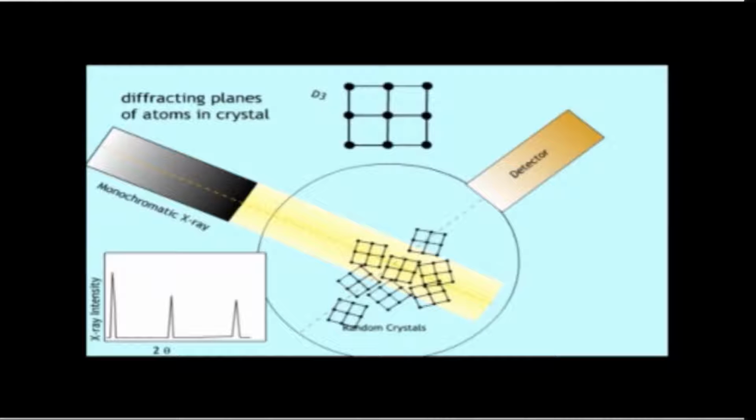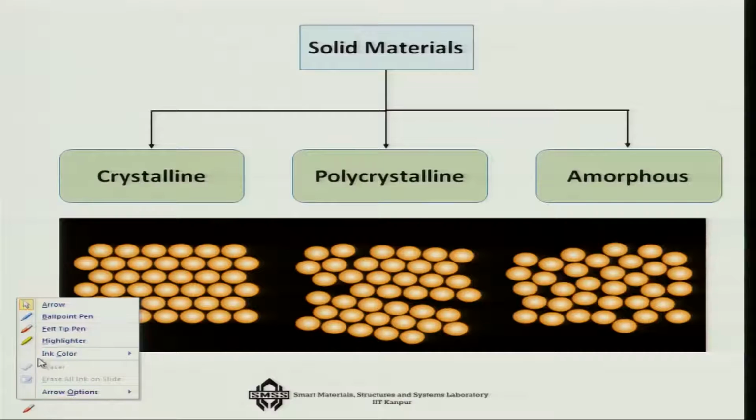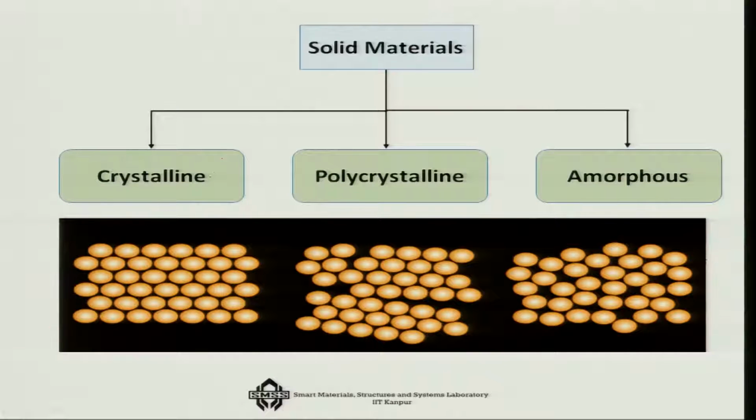So, that actually generates what you call constructive interference in the system. And by looking at that constructive interference, we find out what kind of crystal structure it is, if at all it has a crystal structure. Thus every solid material can be subjected to this XRD testing, and we can find out the first information, whether it is crystalline or not.